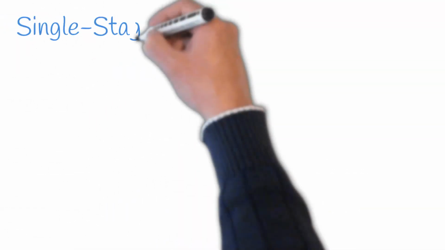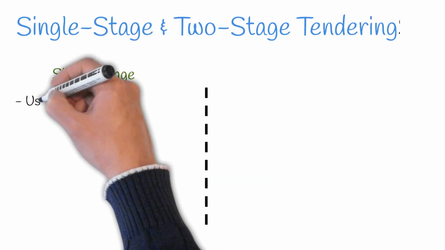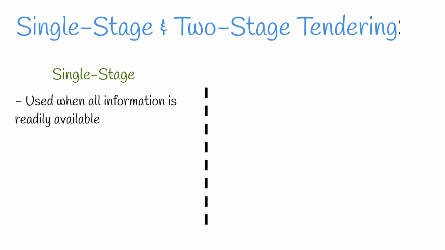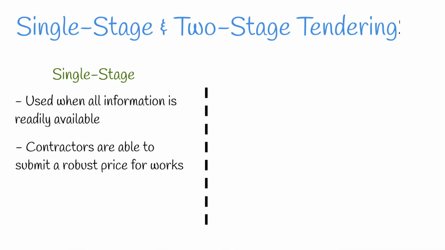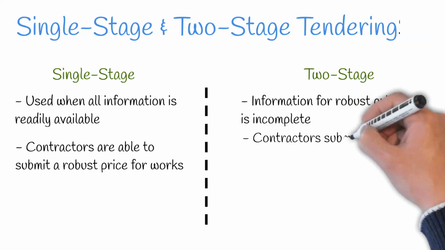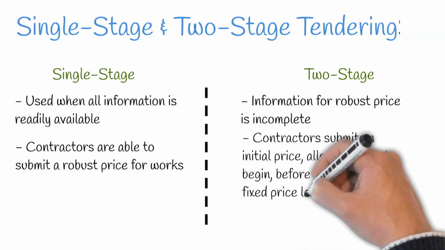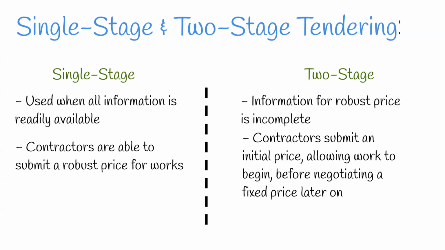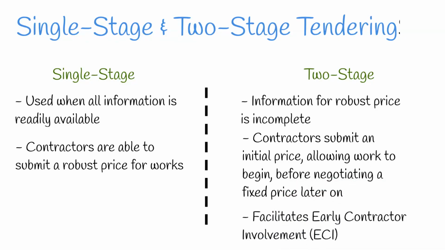And lastly, we have single stage and two-stage tendering. Single stage is used when all the information is readily available for contractors to provide a robust price for carrying out works. This differs from two-stage, where information may be incomplete at tender stage. Contractors would submit an initial price at the first stage, allowing work to begin, and then a fixed price which is negotiated later on. The latter method allows for early contractor involvement, which contains its own cost-saving benefits.